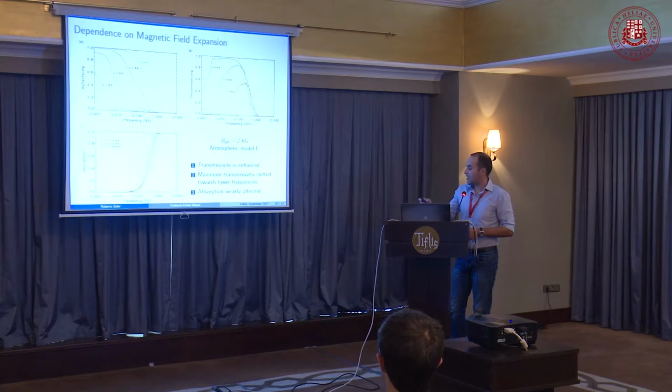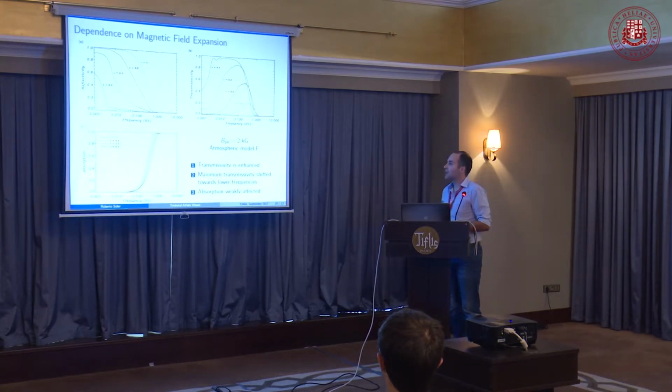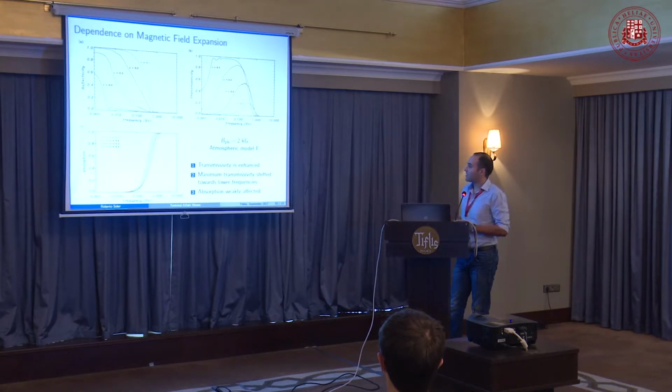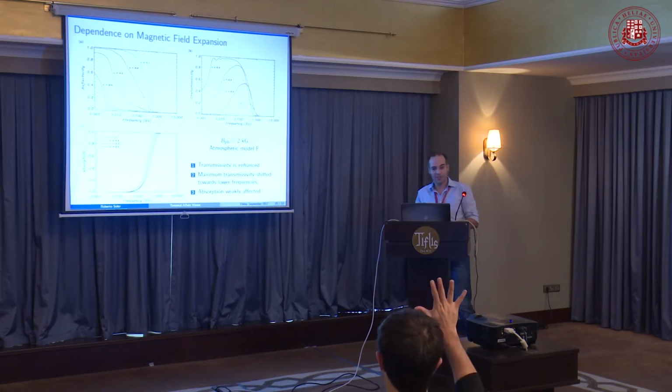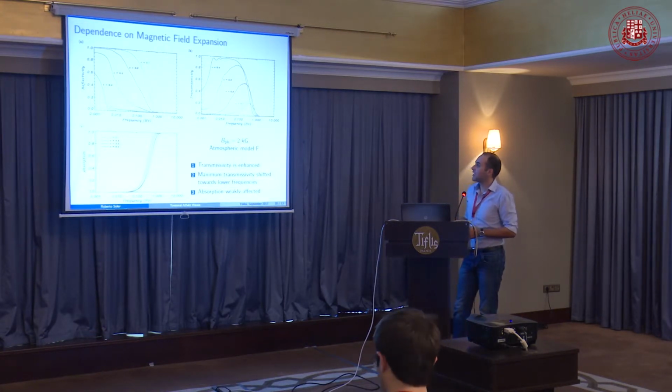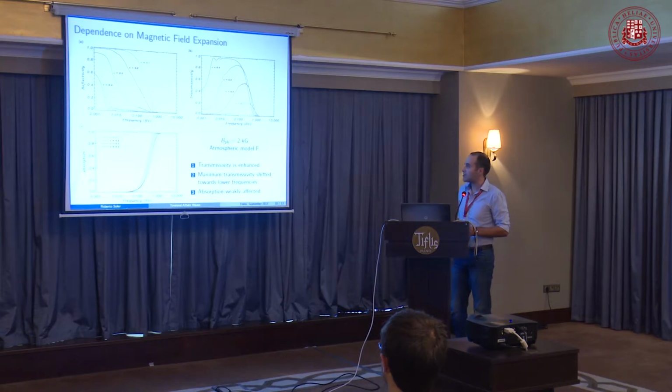So what I'm going to show you now is the same results as before, but for the same atmospheric model and changing the value of the expansion exponent. So this is again the reflectivity, the transmissivity, and the absorption. And now the different lines are for different values of the expansion exponent. The top line here corresponds to weak expansion, and the bottom line to a strong expansion.